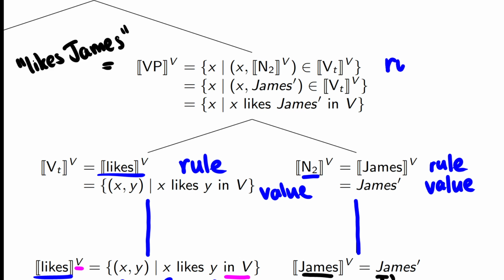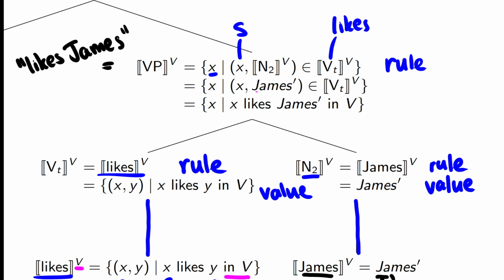We have a rule in line 1, which says we're now looking for singletons. We're now looking for x, such that our subject is x, and the object, we know what the object is. It's the value of n2. And this is in the set for likes. So I have an intermediary step here that just shows us what this is. So now I'm looking for x, such that pairs with x James are in likes.